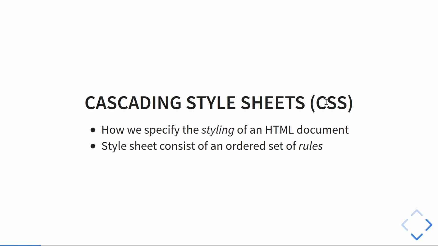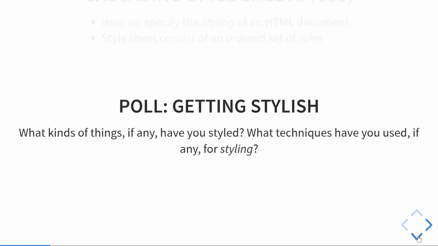Okay, so we call them style sheets. It's really just a file. We call them a style sheet because they consist of an ordered set of rules. We'll learn more about the ordering aspect of this, but it's a set of rules.